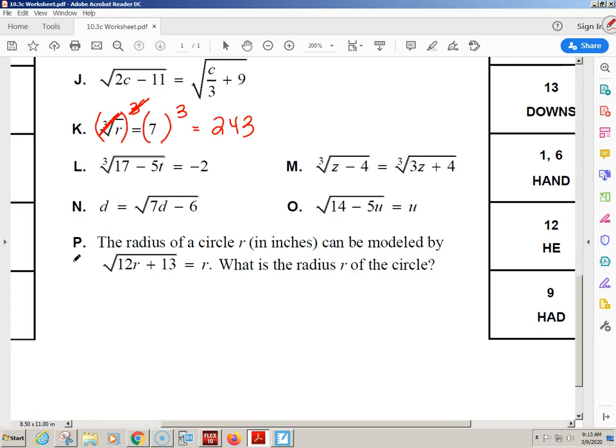343? Oh, it's so close. I was doing mental math. It wasn't good mental math. Okay, so 343. Oh, that's fine.